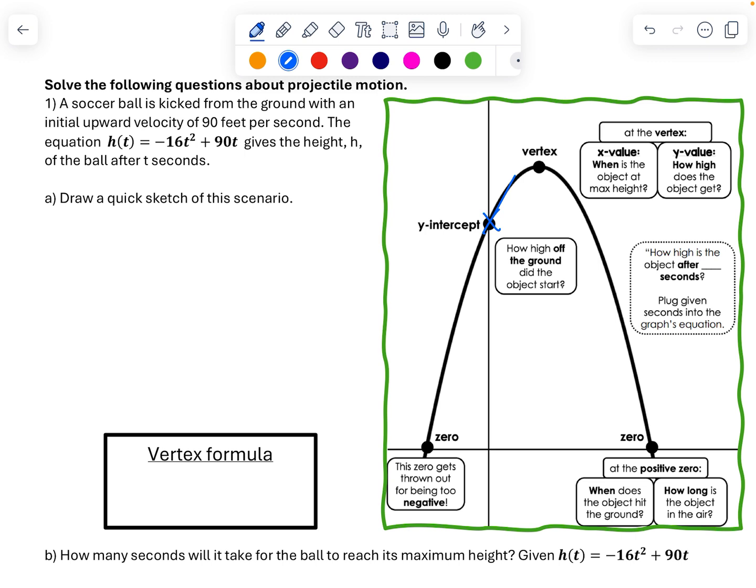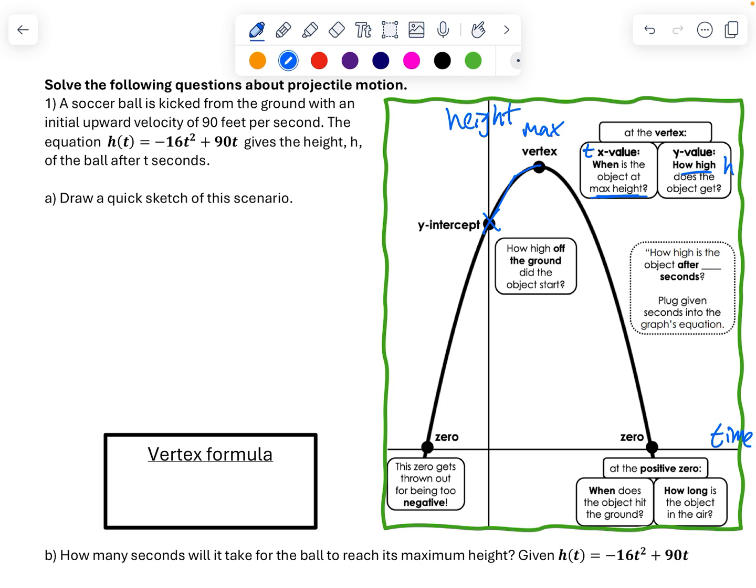As it goes up and up, it reaches a vertex. The vertex is the top of the motion, so it's the highest it's ever going to get. The vertex is like your maximum. Usually the x value we talk about as the time, so your x-axis is going to be time a lot of times on these. And then your y value is how high the object gets. So the height of the object is the h, and the y-axis is going to be the height.